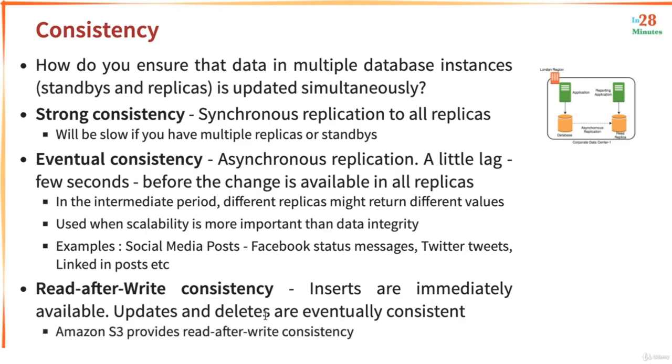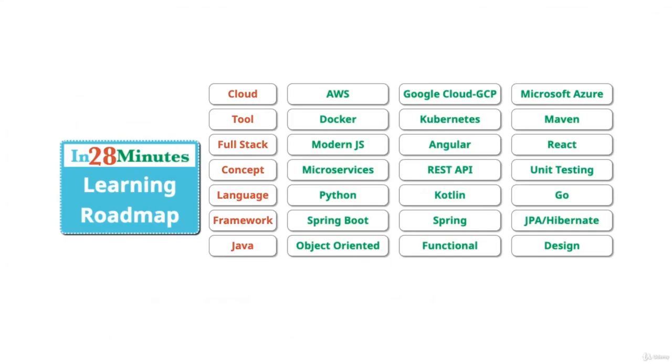A good example of read after write consistency is Amazon S3. Whenever you insert something into a bucket, it's immediately available everywhere. However, if you are making an update or if you are deleting something, there is a chance that for a couple of seconds, you might still get old versions of data. In this step, we discussed one of the most important trade-offs when it comes to distributing our databases.